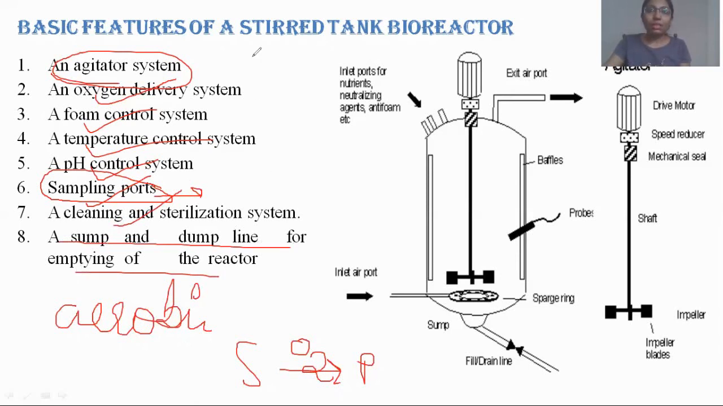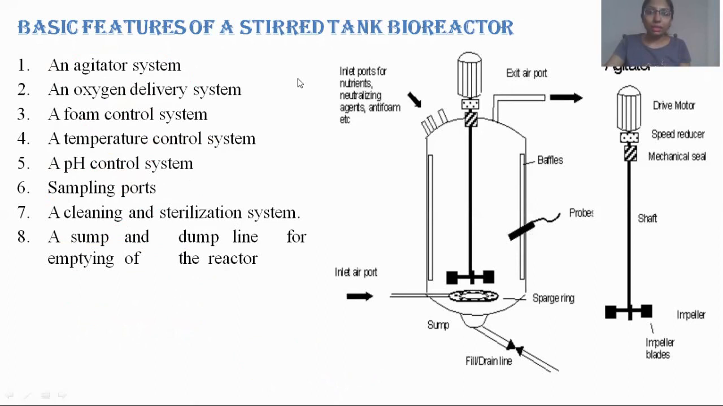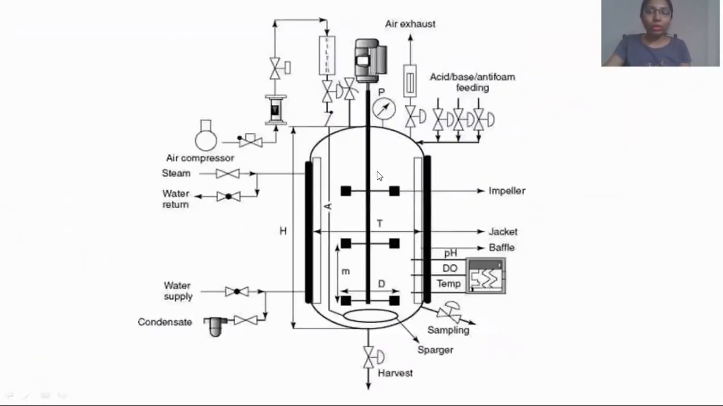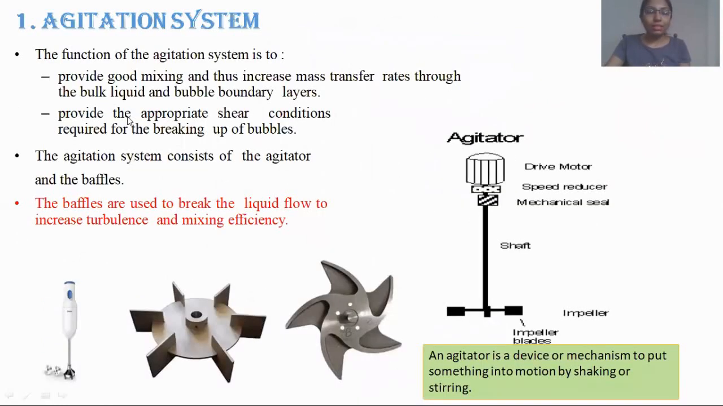So now let's understand each and every system in detail. The main thing that you have to remember is the impeller, shaft, baffles and sparger. We will come to it in the next slide. You can see this is a typical diagram of our stirred tank reactor, and let's understand the function of each part. Let's understand the first function of our agitator system.